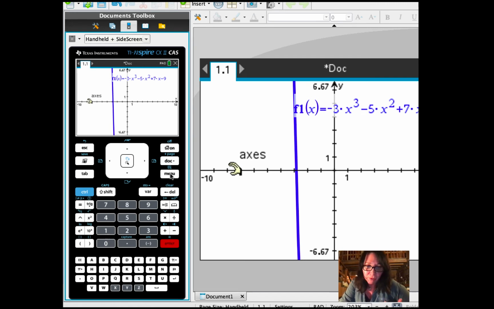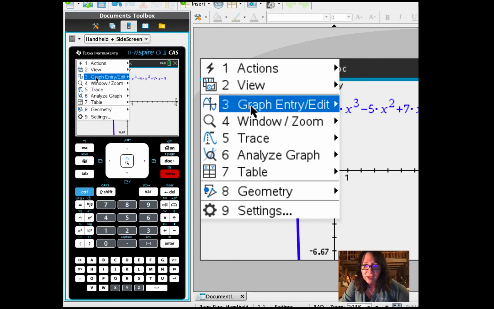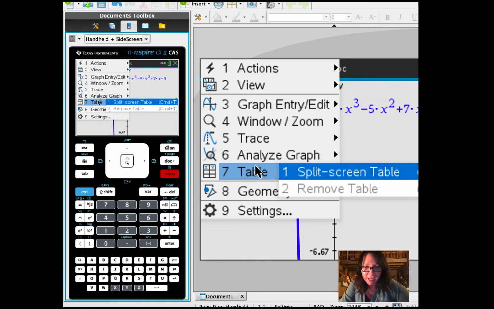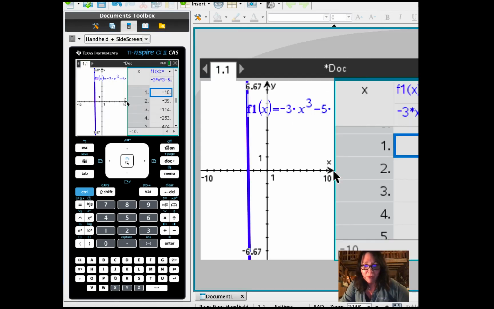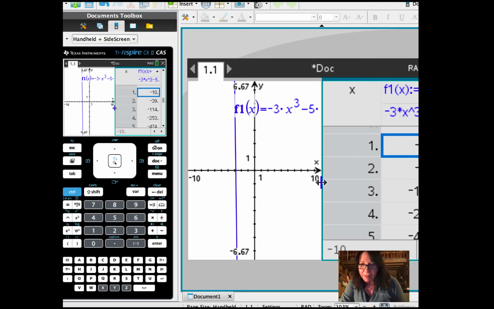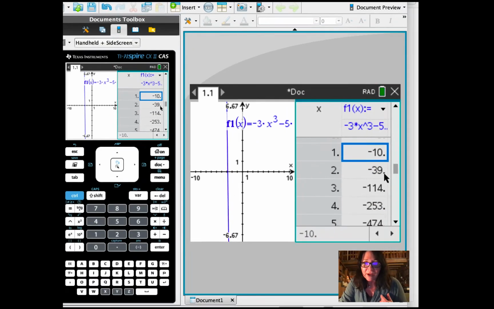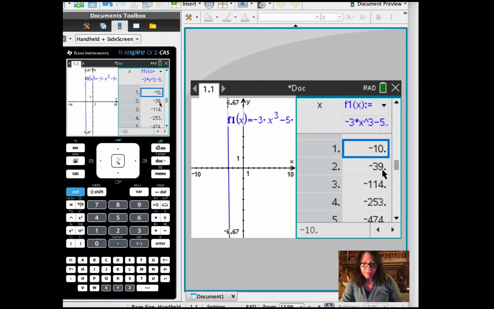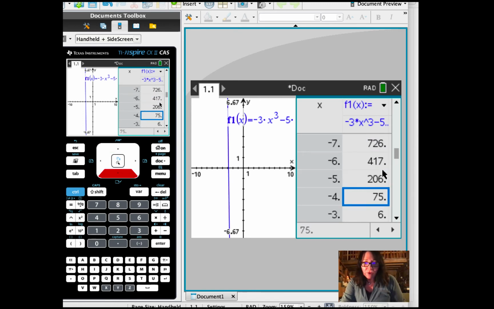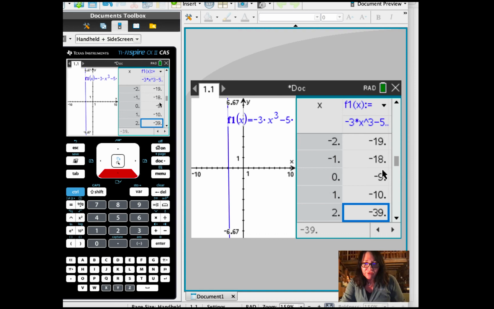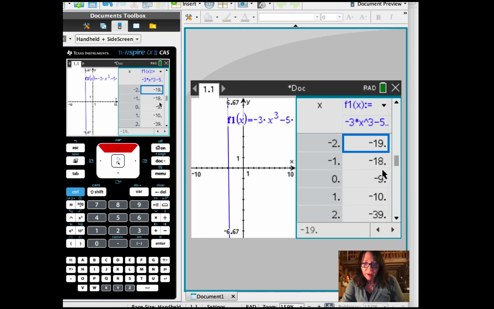So then you're going to go to menu, and I'm going to go to one of these values here, which is, oh look, there's my table. I'm going to do a split screen table. And there's my table of values. The question was T of 2. Let me shrink this down a little bit because I think you're missing part of it. There we go. All right. So I have to find out what's happening at positive 2. Well, it's negative 39. You can roll this up and down trying to find zeros. It looks like I do have a zero somewhere in the negative realm. Not sure where that is, but that's how you do the table. You just go to menu, etc.